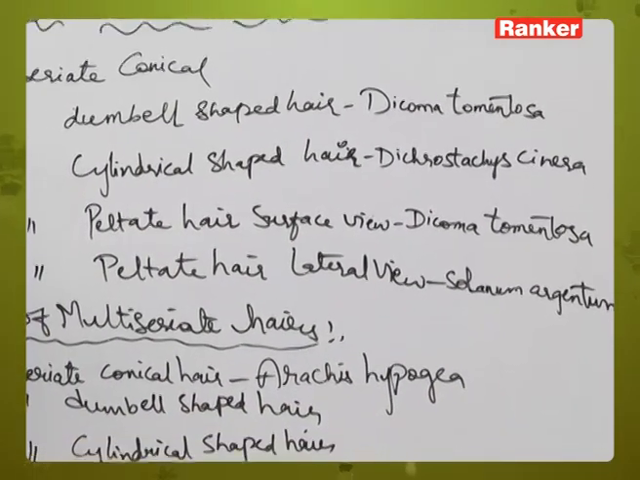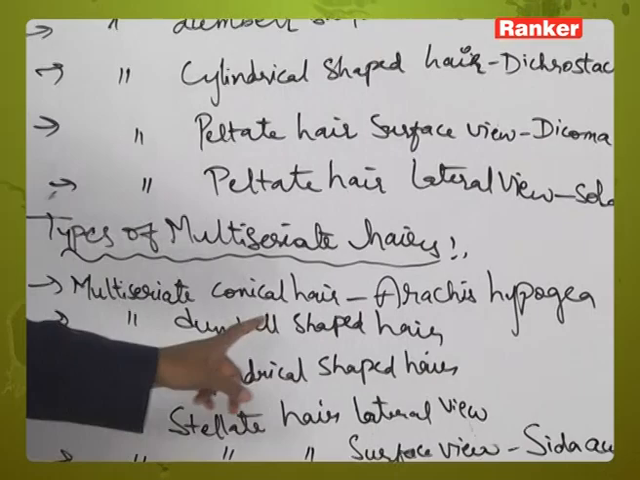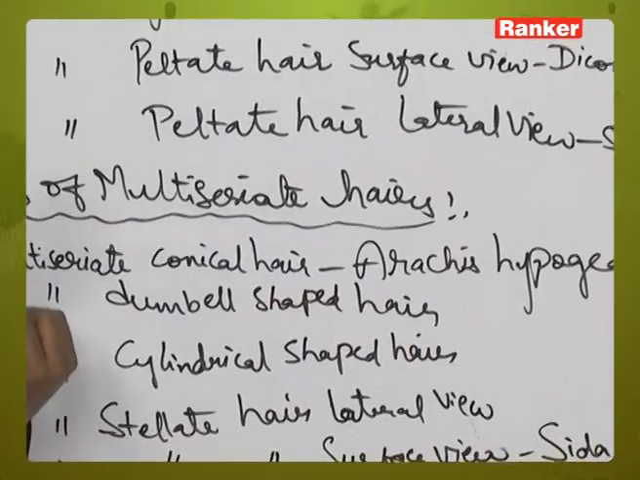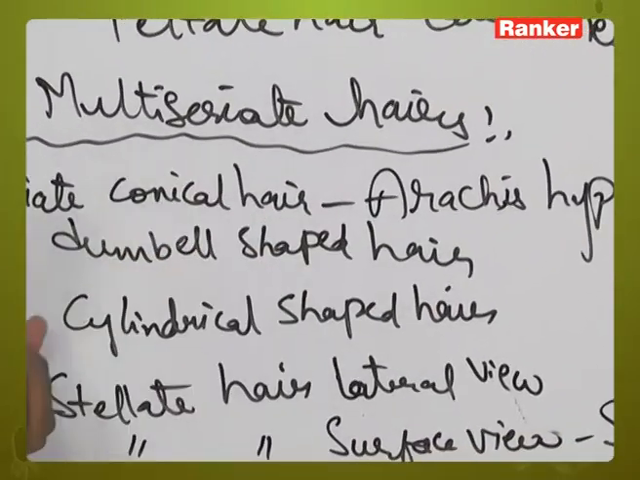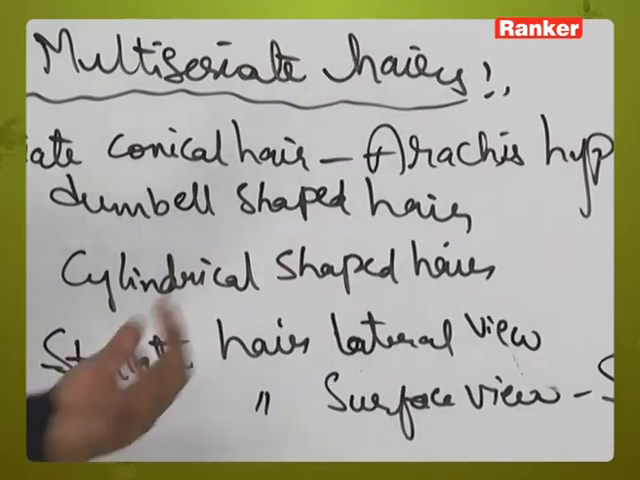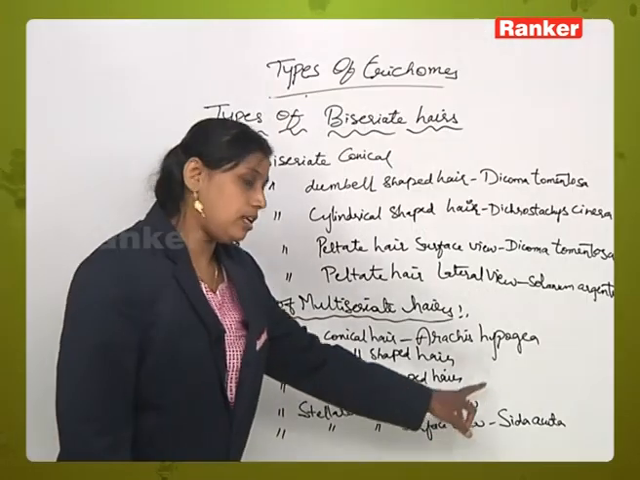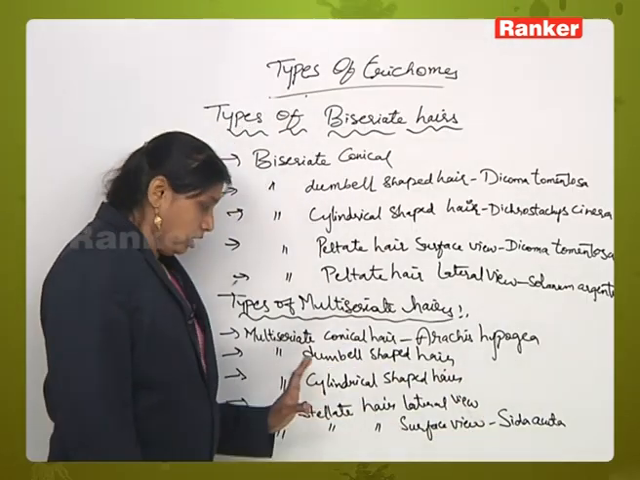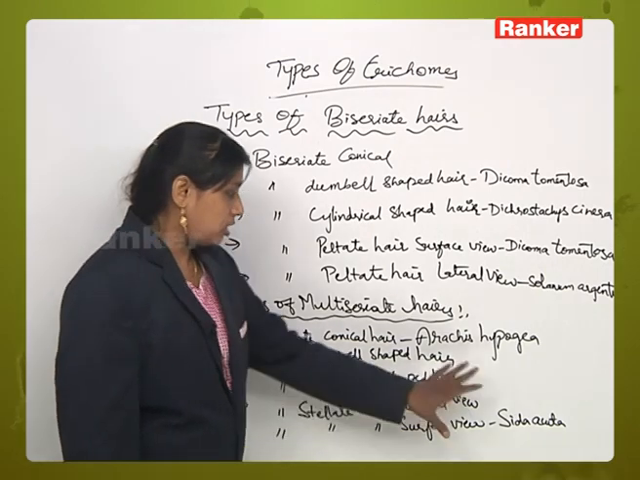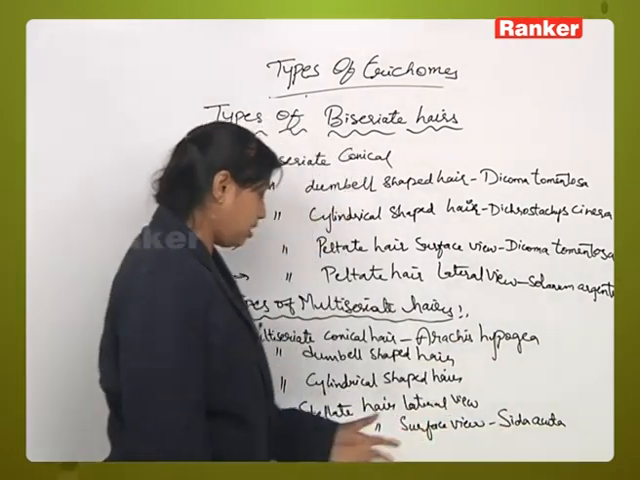Next, types of multiseriate hairs. Multiseriate conical hairs, Arachis hypogea. Multiseriate dumbbell shaped hairs are seen. There are different types: cylindrical shaped hairs, stellate hairs, lateral view. These examples are not given because from the intermediate MSET point of view, this type of example will not come.